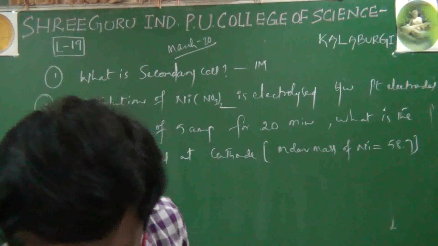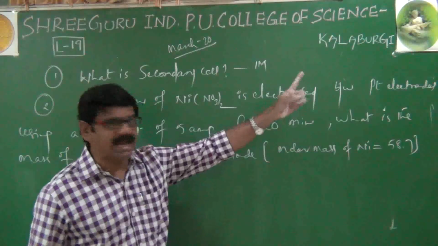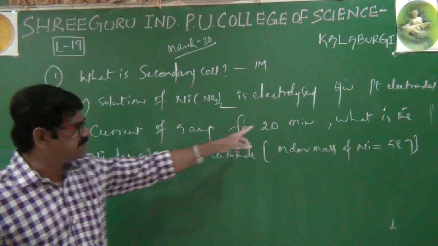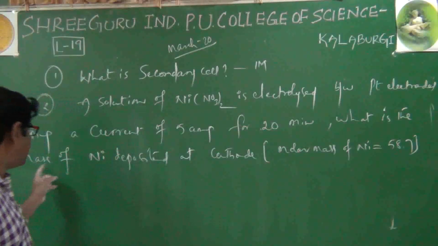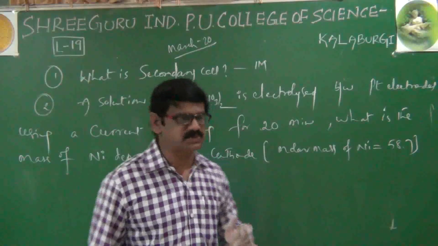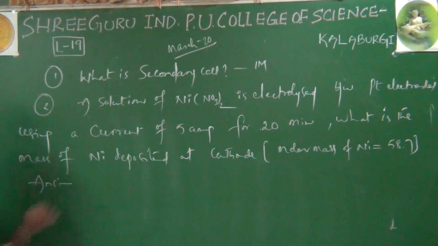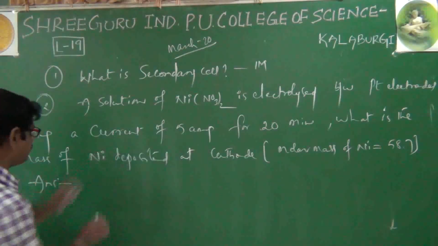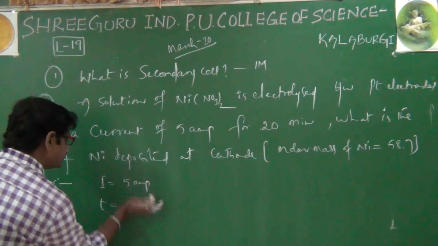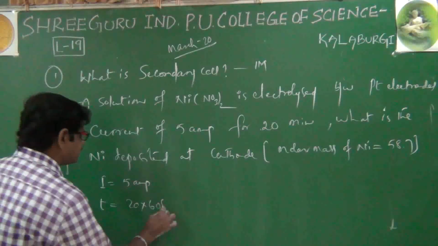First we'll try to understand the question. Here a solution of nickel nitrate is electrolyzed between platinum electrodes, nothing but inert electrodes, using a current of 5 amperes for 20 minutes. And what is the mass of nickel deposited? Mass of nickel is nothing but Faraday's first law we have to use here. Like this we have solved many problems. Okay, we'll see the solution part. We'll write the given data. I value is 5 amperes. Then t is 20 minutes. If the current is in amperes, the time should be in seconds. That's why I'll write 20 into 60 seconds.